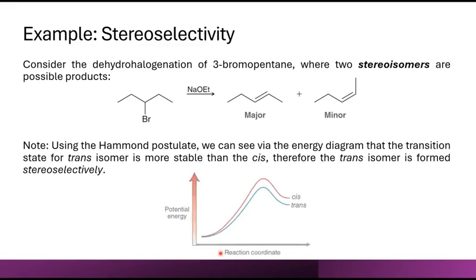Since the reaction is endothermic, recall that the transition state will look more like the products. If it was exothermic, the transition state looks more like the reactants. So it looks more like the products, and so the transition state here matches what we're seeing here in our major product for the trans, and then this one here is for the cis.